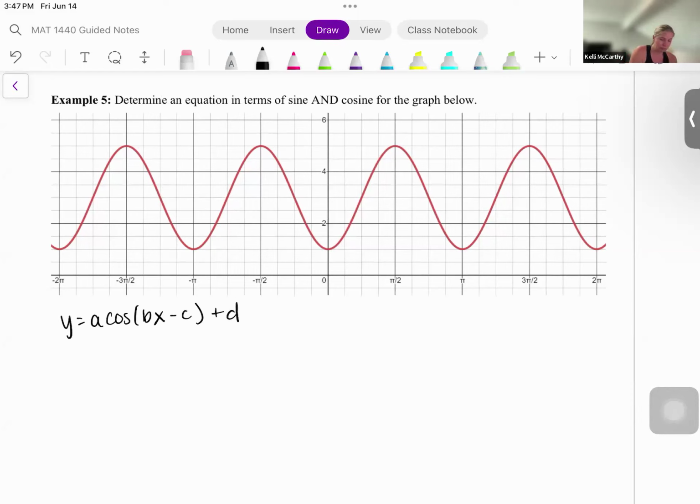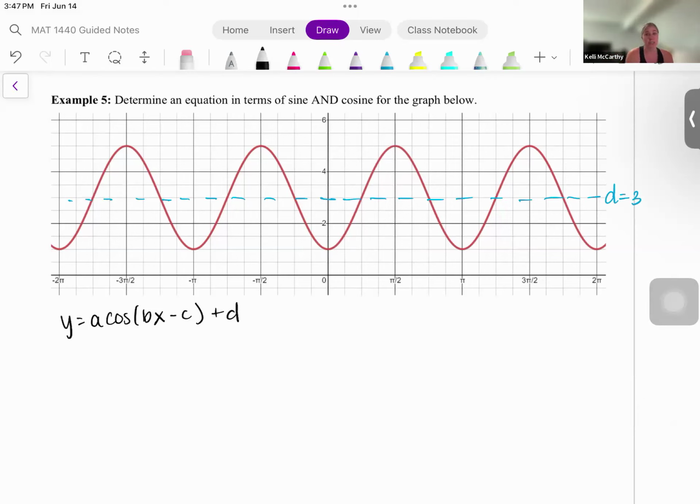Now, some things we want to pay attention to. Let's start identifying the midline for this graph. That's going to be halfway between the minimum value and the maximum value. So this is 1, 2, 3, 4, 5. So halfway between 1 and 5 looks like it's going to be about there, so right at 3. That tells me that D is equal to 3, and that's not going to change regardless of which function we use.